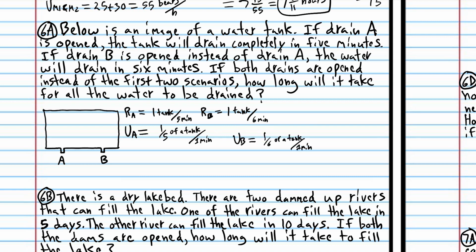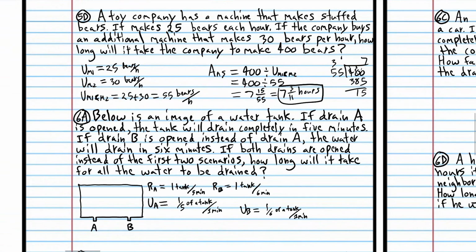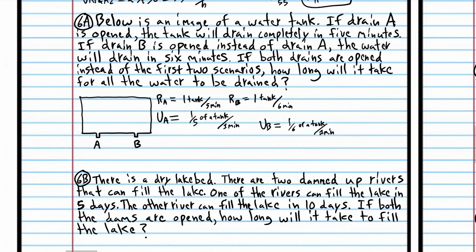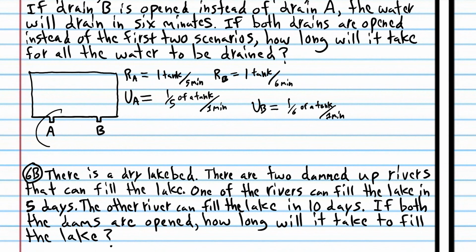So now that we have the unit rates, let's go back to the problems we did previously. I did the previous problems on purpose to prepare you for this problem. This drain drains 1/5 of a tank every minute, and this drain drains 1/6 of the tank every 1 minute. So to figure out how fast the tank is going to be drained when both drains are opened, the unit rate for both A and B is just going to be the sum of the two rates, just like the previous problems that we did.